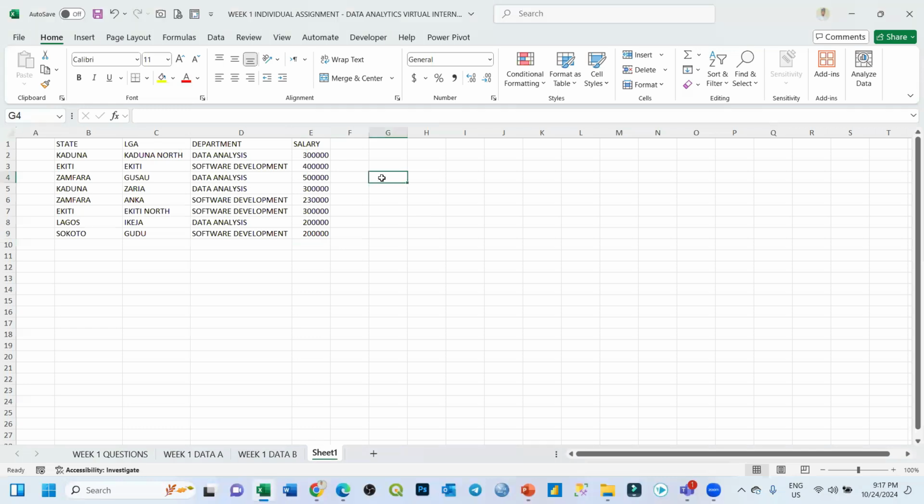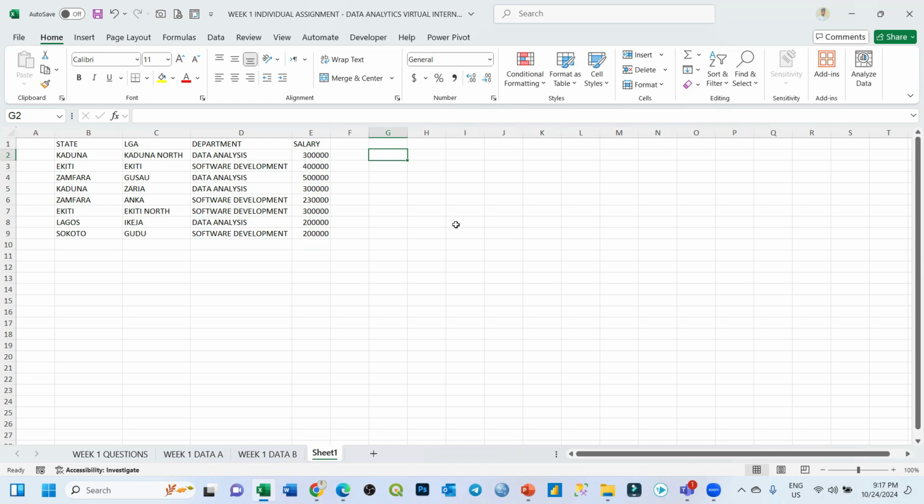Okay, so now this data is given to you. What you were asked, the question is, we want to apply SUMIFS. We were asked to find the total salary of the people that are from Kaduna State under Kaduna North. Okay, let's say they are from Zamfara State under Gusau LGA. I can add another one and tell you they are working under the Software Development Department. Find the total salary of those staff. It's three criteria that were given to you. You need to find their total salary.